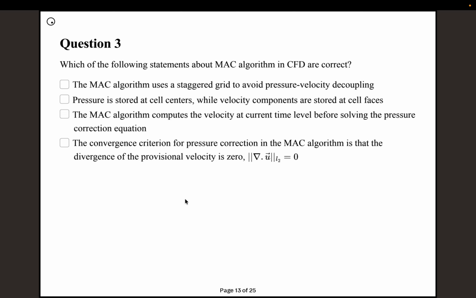Okay. Which of the following statements about the MAC algorithm in CFD are correct? The MAC algorithm uses a staggered grid to avoid pressure-velocity decoupling. Pressure is stored at cell centers and velocity components are stored at cell faces. These are all the terms that we discussed just now. The MAC algorithm computes the velocity at the current time level before solving the pressure correction. Okay, so what about this statement? Does it compute the velocity at the current time level before solving the pressure correction equation?